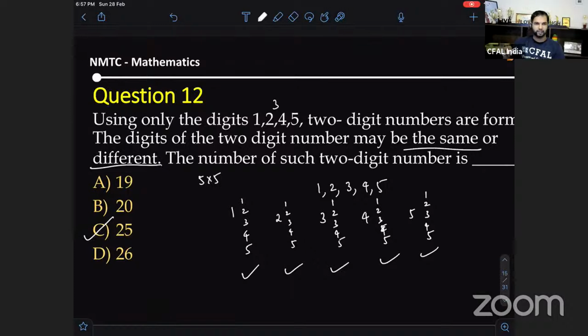For a 2-digit number, you require 2 numbers. For the first number, you have 6 choices, and for the second number, you have 6 choices again. So for each number, if you have 6 choices, the total will be 6 into 6. That's how you calculate. That's called counting. Fine.